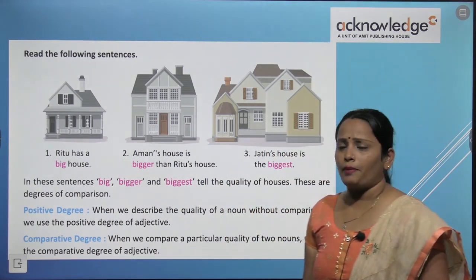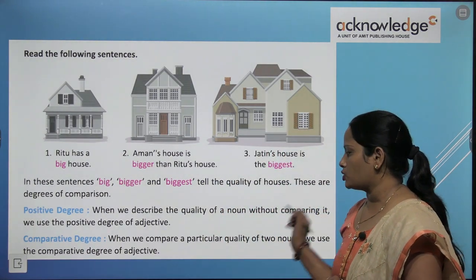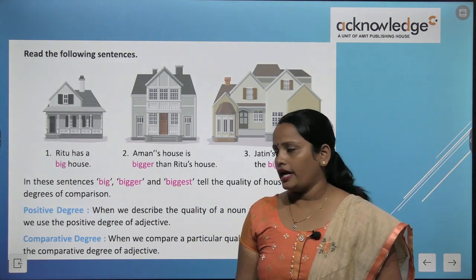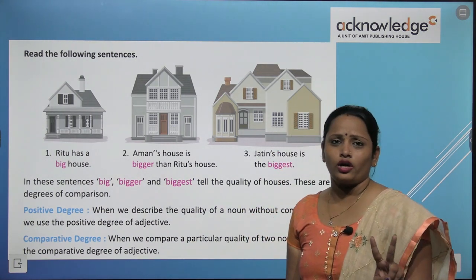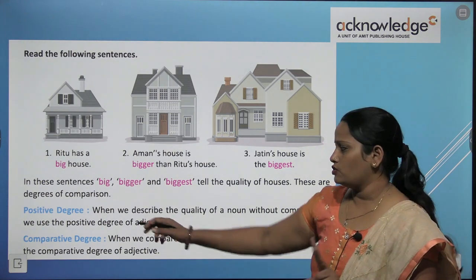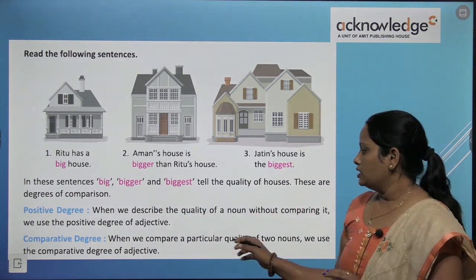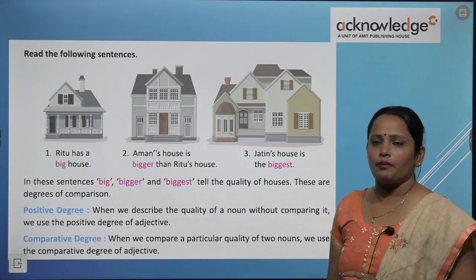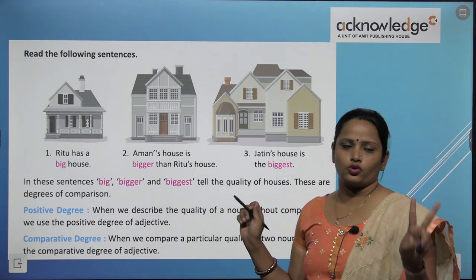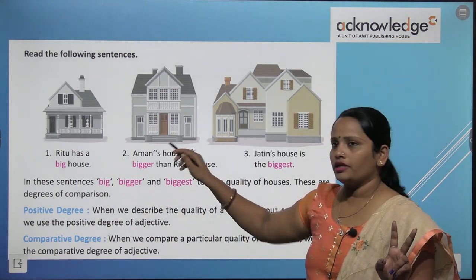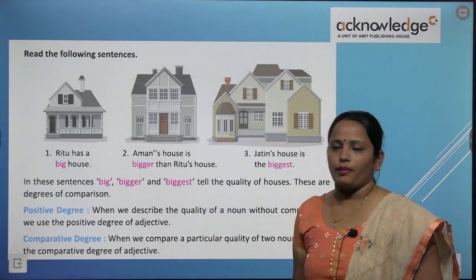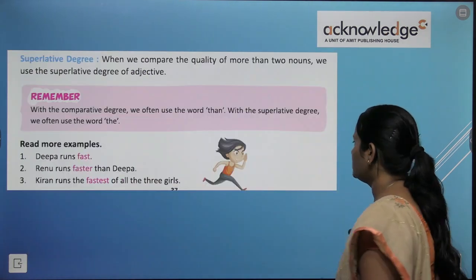Next comes the comparative degree. When we compare a particular quality of two nouns, we use the comparative degree of adjective. So, जब हम दो के बीच में कंपेयर करते हैं then we use this comparative degree, जिसमें हमने अमन के घर को रितु के घर से कंपेयर किया कि अमन और रितु दो बच्चों के घर की बात हो रही है. So, अमन का घर जो है रितु के घर से बिगर है. So, this is a comparative degree of comparison.